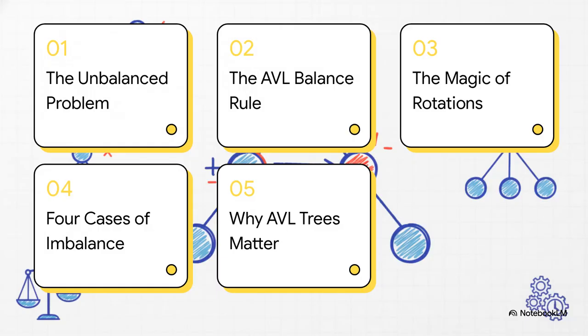In this explainer, we're going to break down exactly how this works. We'll kick things off with the problem of unbalanced trees, then get into the simple rule that AVL trees live by. We'll see the magic of rotations that fix them, cover the 4 main scenarios you'll run into, and finally, we'll talk about why any of this really matters for building fast, reliable software.